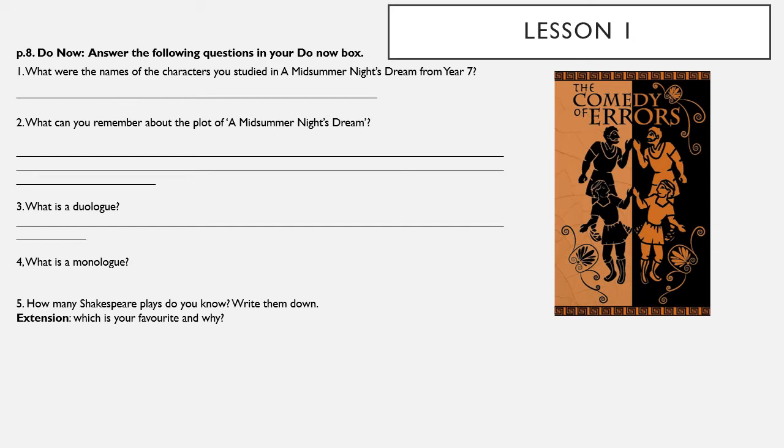So you're going to pause the video here and answer the 5 questions. Now they are based on A Midsummer Night's Dream, which we looked at in year 7, and there's also some questions at the end about what you know about Shakespeare. I'd like you to answer them as best as you can. Pause the video here and give it a go.